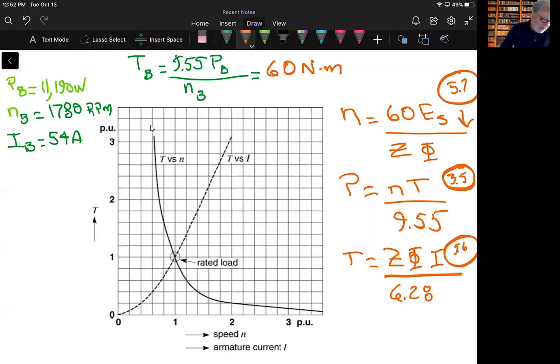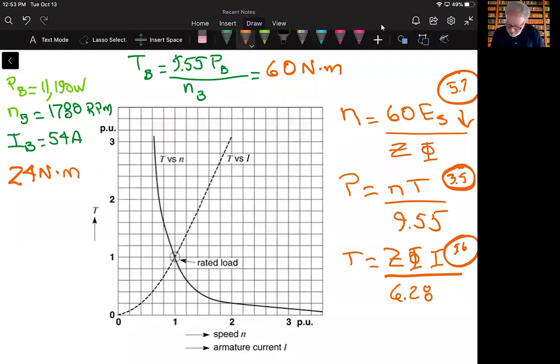Okay, now at this point we have a base torque, and we need to take the information given to us in the problem. It says, what's the current and speed when the load torque is 24 Newton meters? So we want to determine the current and the speed, and we have a curve here from the characteristic curves that is going to allow us to do that.